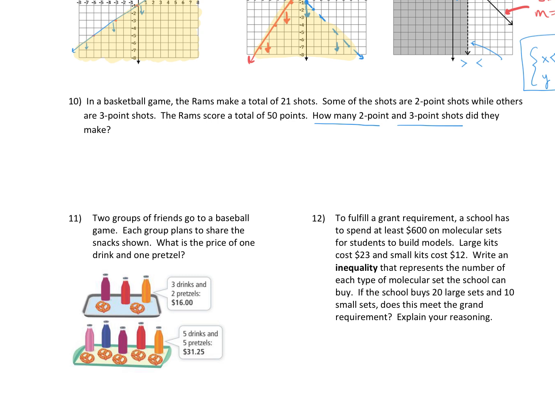So we are being asked to figure out two things. We are going to need two variables to represent these two things. And anytime you have to figure out two things, you need two equations. So I'm just going to use x and y. I'm going to let x equal the number of 2-point shots, and I'm going to let y equal the number of 3-point shots.